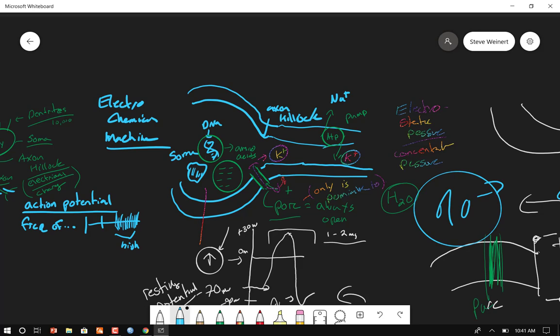Okay. What keeps it at minus 70? The pump. If I disable the pump, what happens to the neuron? It doesn't die right away. It's not fatalistic. But this has all happened to us. If you lose oxygen to your brain, you pass out. How fast does your brain stop sending signals? Very fast. How long do you have when you start losing oxygen? 3 or 4 seconds.